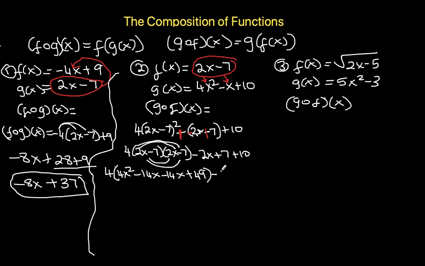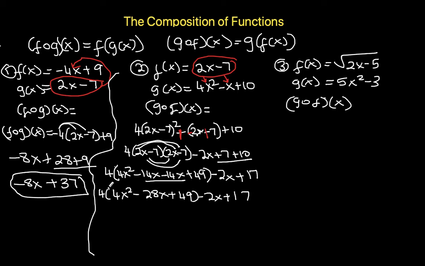Okay. Then we have minus 2x. Let me go ahead and add these. 7 plus 10 is 17. Now I'm going to combine these like terms. So I'm going to bring down my 4. I have 4x squared minus 28x plus 49 minus 2x plus 17. Then finally, I'm going to distribute this 4. 4 times 4 is 16x squared. 4 times -28, I'm going to do that on my calculator to get -112x. 4 times 49 is 196. So plus 196. Bring these down.